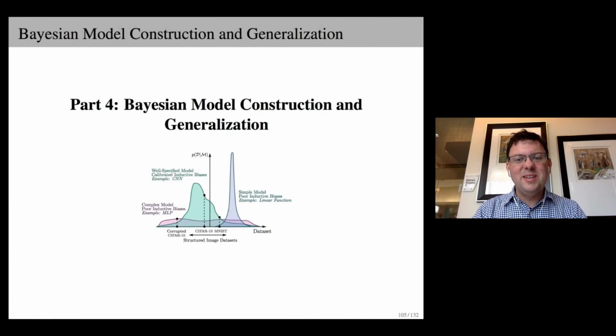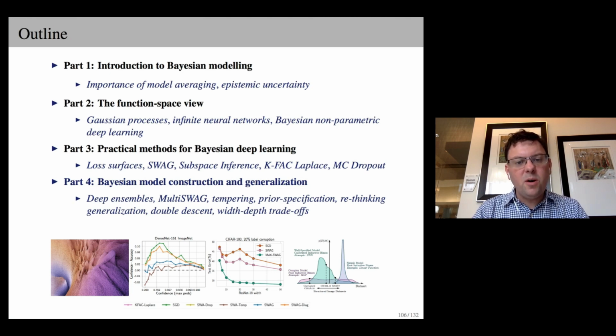Hi, I'm Andrew Wilson at New York University, and welcome back to the ICML 2020 tutorial on Bayesian deep learning. This is part 4 on Bayesian model construction and generalization. In this part, we'll consider deep ensembles and their connection with Bayesian marginalization. We'll use this connection to describe multi-SWAG, a procedure which marginalizes within multiple basins of attraction. We'll also consider tempering, prior specification, rethinking generalization, double descent, and width-depth trade-offs.